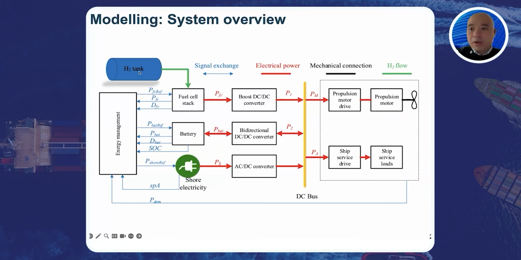By the end, the system level modeling looks like this. We have the hydrogen tank, which supplies hydrogen to the fuel cell stacks, and we also have the batteries and the shore power. On the left side, we have an energy management system, which observes the current system state.